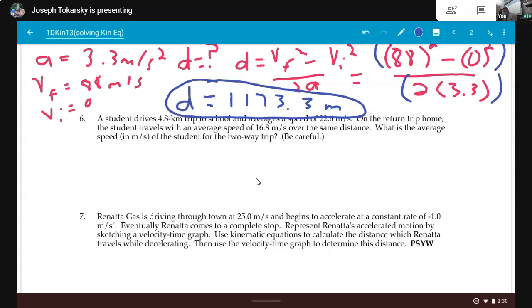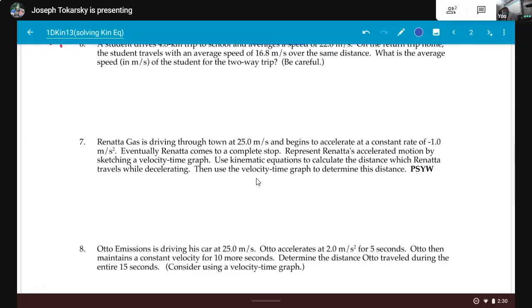All right, 6 we skipped. Going on to number 7. We did 7, right? I think so. Yeah, oh yeah, this is the one I just told you, don't worry about sketching anything. So ignore anything about sketching.